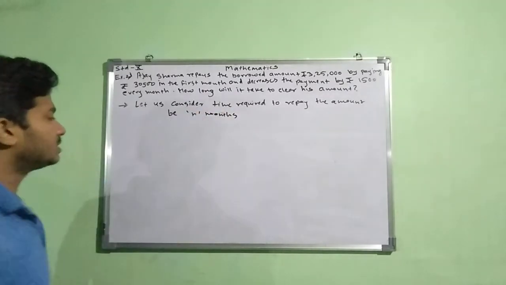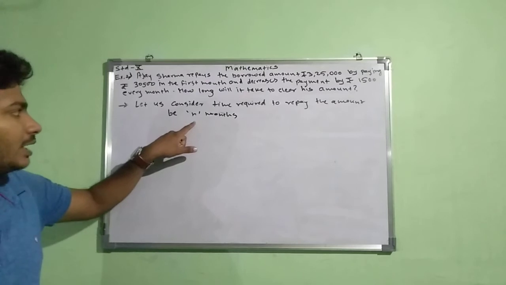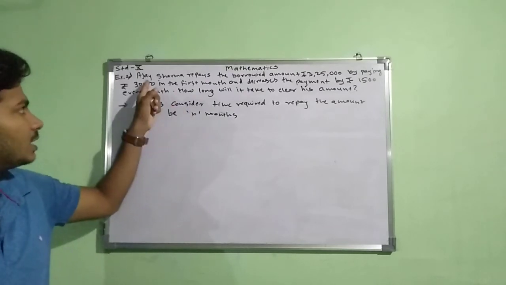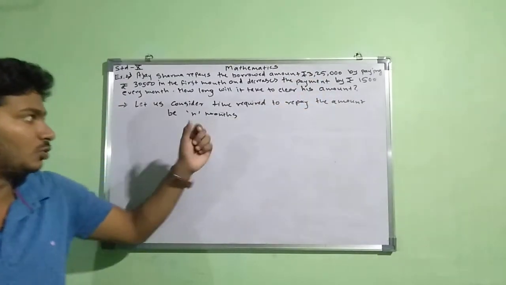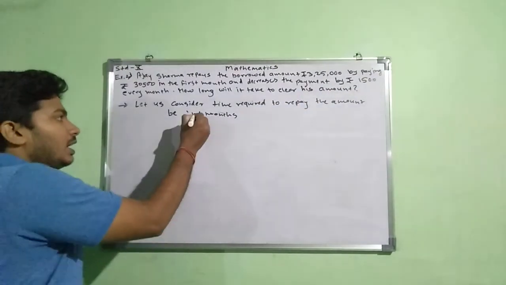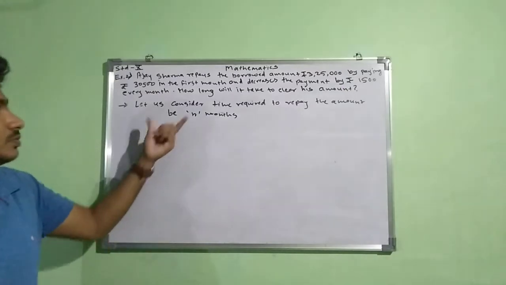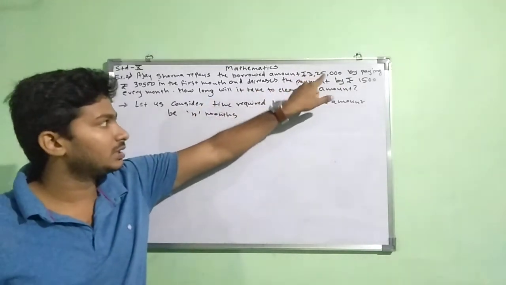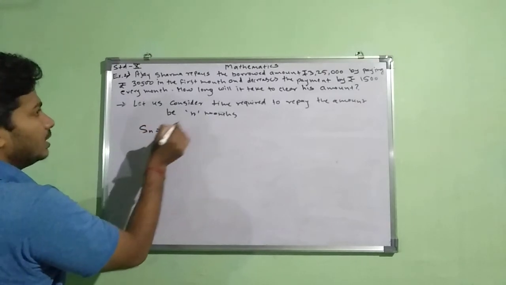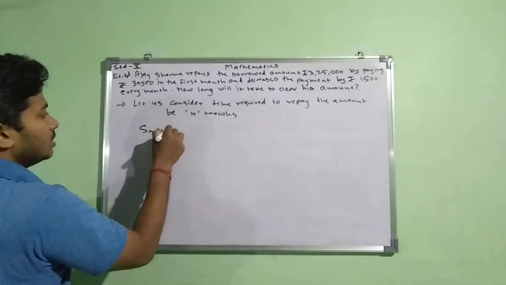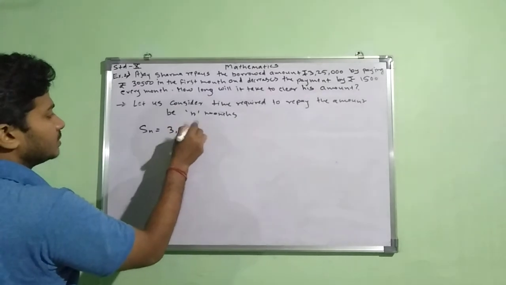Okay, that means we have considered that in n months, suppose that Ajay Sharma has returned that complete amount, that means 3,25,000 rupees. We have considered that as n. Now, what is our given data? They have given that 3,25,000. So that is our Sn, and the Sn value is 3,25,000 rupees.